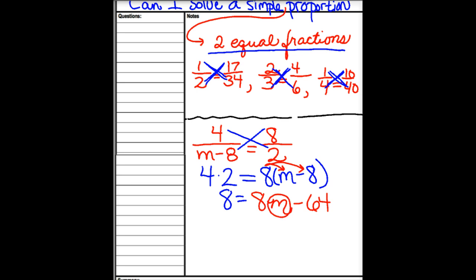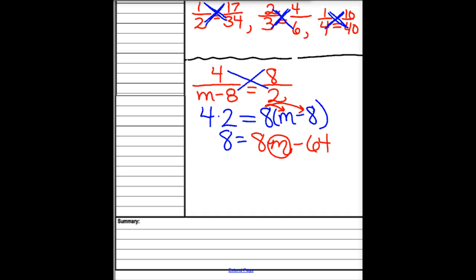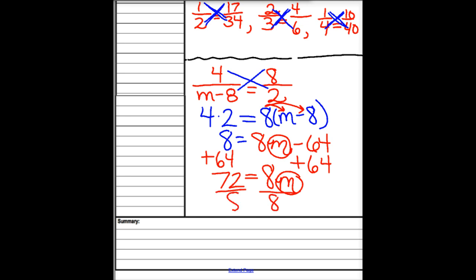So I need to get rid of those 2 layers. I need to undo a minus 64, so I add it to both sides. And I get 72 is equal to 8 times m. I'm still trying to attack that m and figure out what will cause those 2 fractions to be in balance. I need to divide both sides by 8. And I get my answer of m is equal to 9.